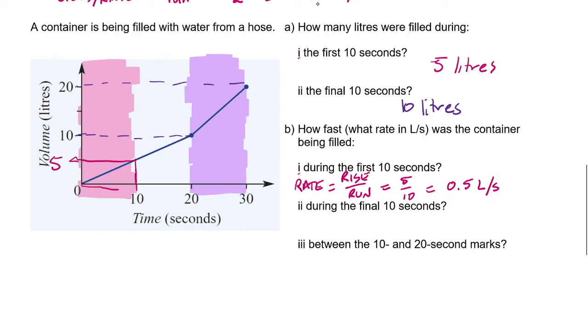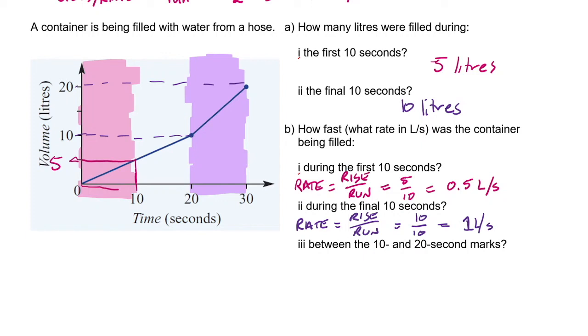That final 10 seconds, what was the rate? Well, again, it's still rise over run. The run is still only 10 seconds, but this time the rise was 10 litres. So that's going to give us a whole 1 litre per second. And again, make sure you're including those units.